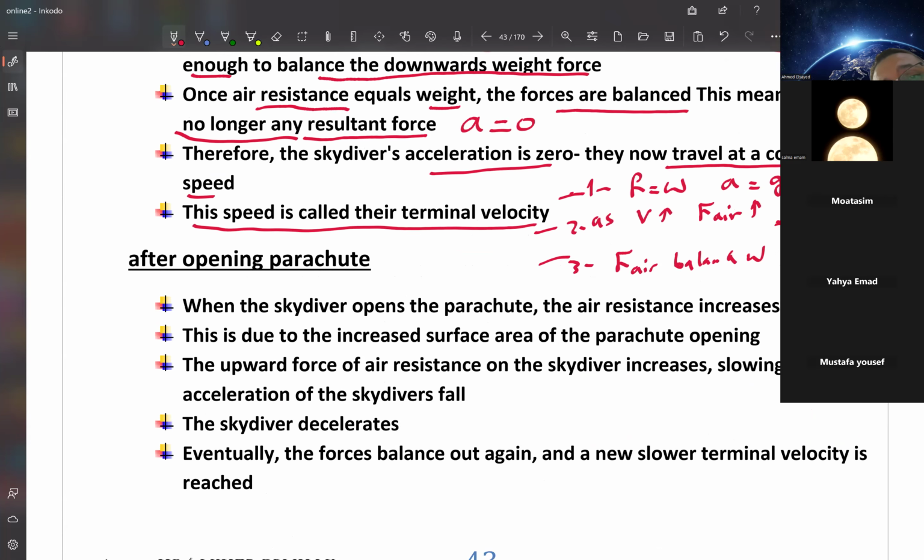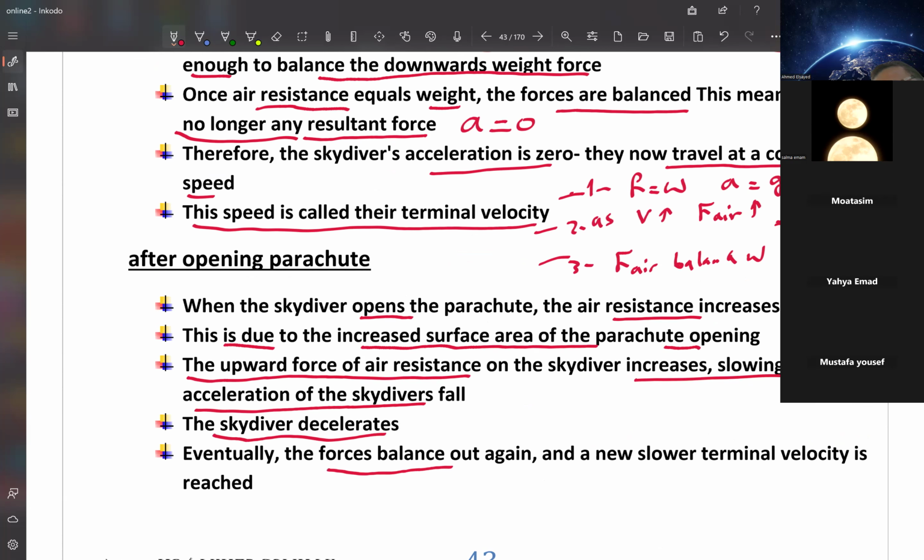Next, after opening the parachute, what happened? When the skydiver opened the parachute, the air resistance increased, because of the increase in surface area of the parachute. Then the upward force, which is air resistance, is greater than the weight. So the skydiver will decelerate. Eventually, the forces balance again.